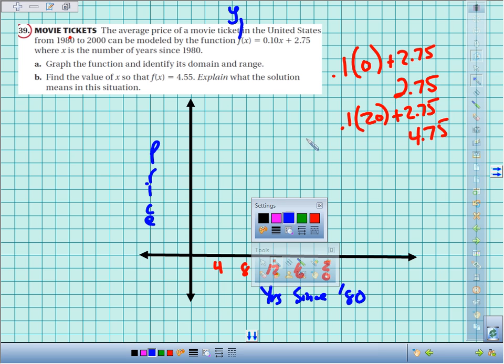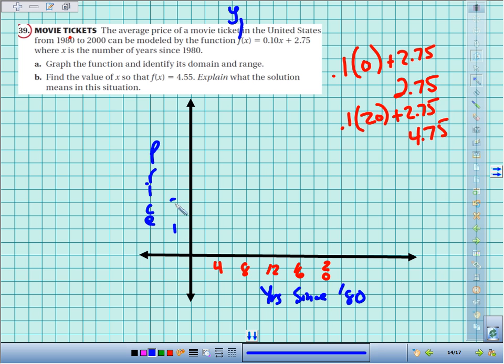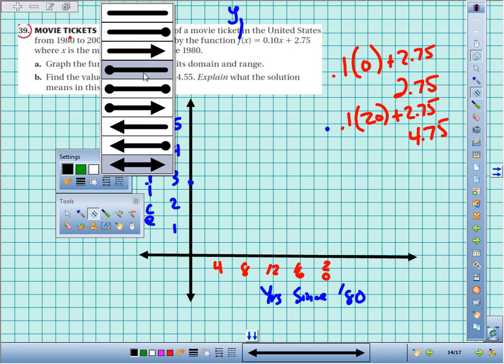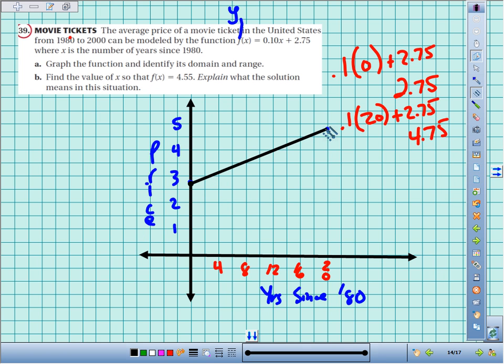Okay, so graphing it, really all I need are 2 points, and I just found 2 points. In year 0, or 1980, it was $2.75. Maybe I'll go by 50 cents here. There's 50 cents, $1, $1.50, $2, $2.50, $3, $3.50, $4, $4.50. So in 1980, when the study began, the cost was $2.75, which is between $2.50 and $3, right there. In 2000, the price was $4.75. So 20 years later, the price went up to $4.75. Now, if I'm going to graph this, they told me the study is just from 1980 to 2000, so I should stop at those 2 points. I'm going to create a line segment with those 2 points as endpoints.